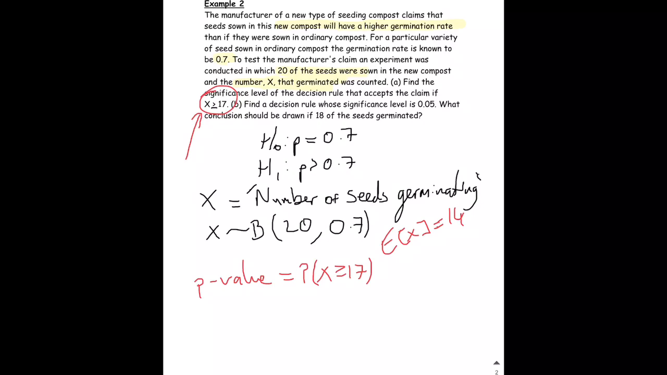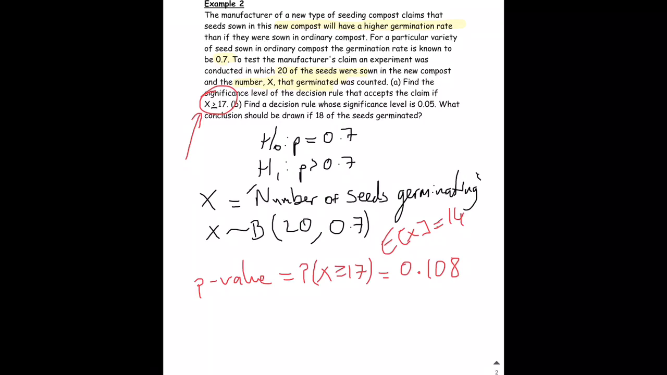So my p-value of my critical region is my significance level. 1 minus the probability of X being less than or equal to 16, which is 0.1086. So it's about a 10.86% significance level. Where did that 6 come from? I haven't even got that written down. Sorry, there's an 8 there, definitely. There's about a 10.8% chance that I get more than or equal to 17.